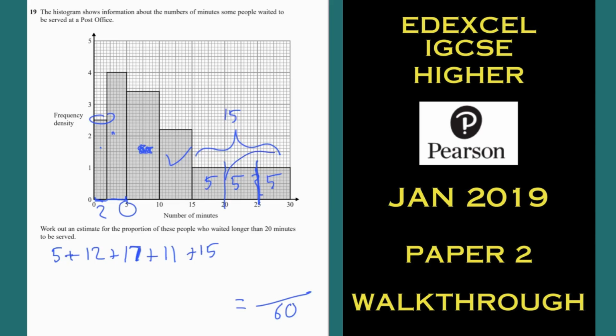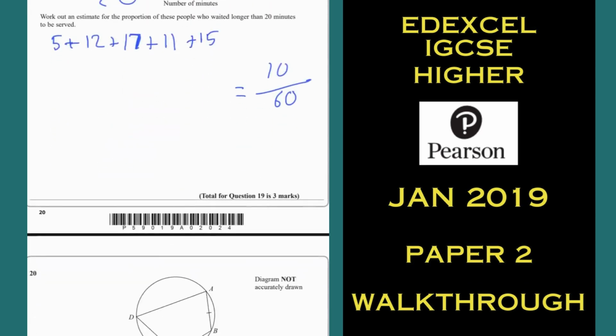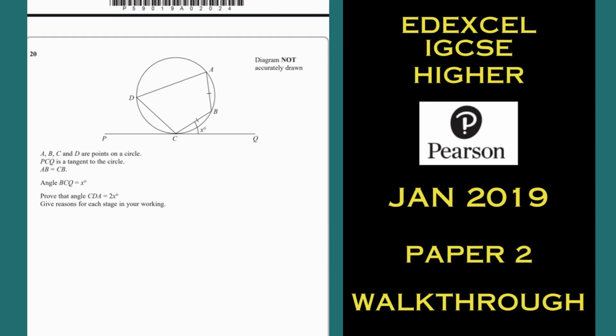So how many people are above 20? It's a guess. They might not all be. They could all be 17. They could all be 29. Our guess is that they're evenly spread. There are 10 people. In other words, 1 over 6. Number 20.